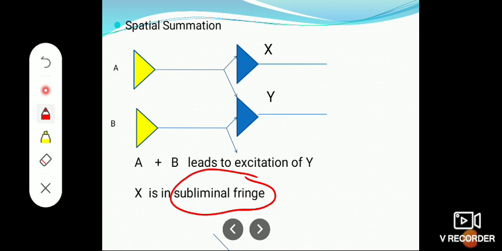So if you excite A and B both, what will happen? As Y is getting impulses from both, it will fire, but as X is getting it from only one, it is now ready to fire. So that property is called subliminal fringe.